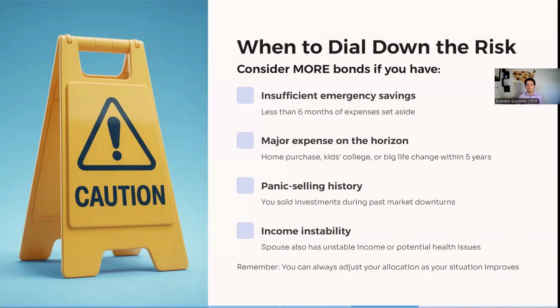If you have a major expense coming up, and this isn't a retirement account that we're talking about, but something you're going to be using much sooner, then we'd want to have a lot more bonds in that account because the timeline's much shorter. If on the emotional side, you're a panic seller and we know that we're not able to stomach a downturn in the market, probably going to want to be a little bit safer there, right? And then lastly is just income instability. If you know that there's income instability or potential health issues from you or your spouse, and you want to build a little bit more buffer, again, adding bonds on top of your emergency fund is going to give you that extra peace of mind.